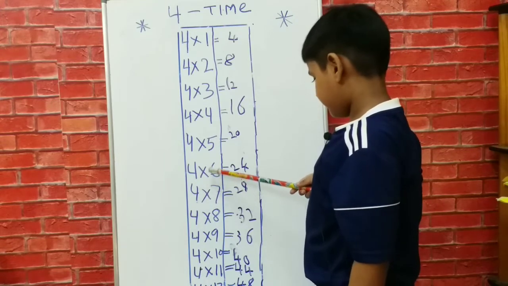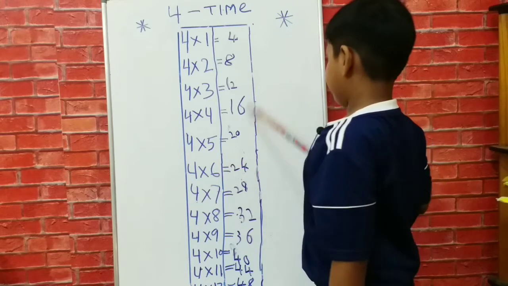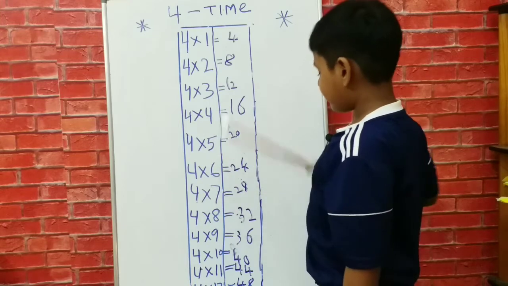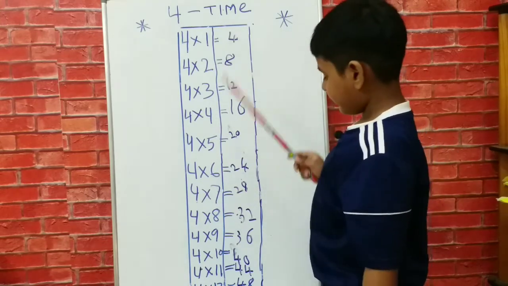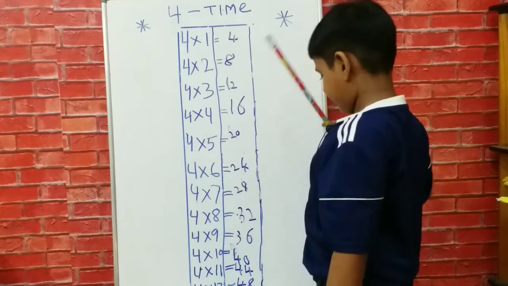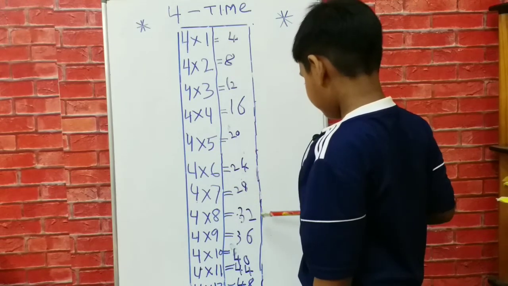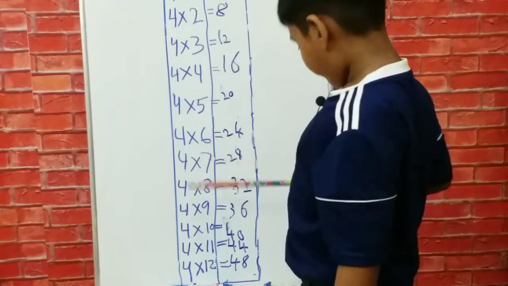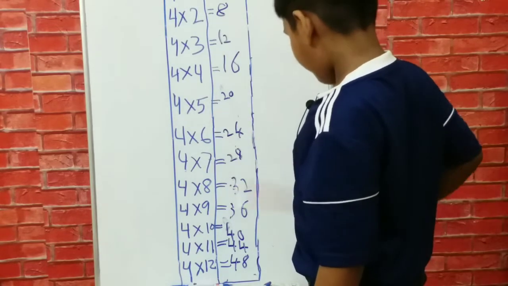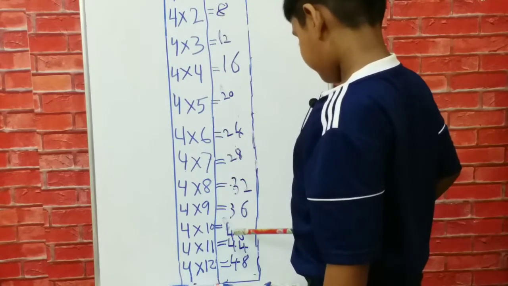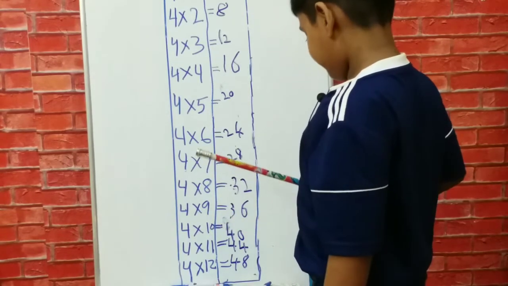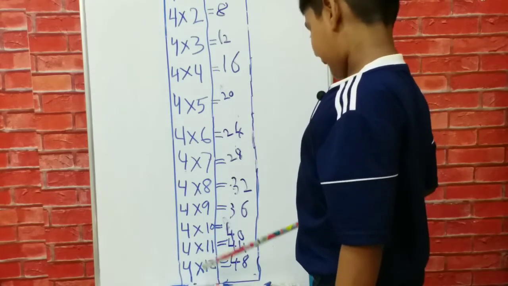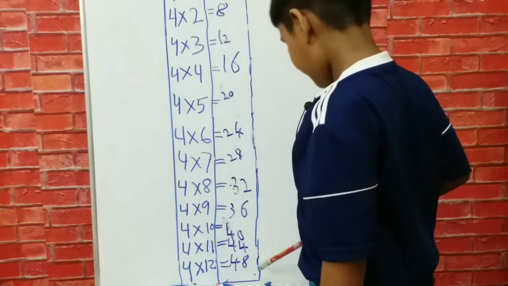4 times 6 is 24. 4 times 7 is 28. 4 times 8 is 32. 4 times 9 is 36. And 4 times 10 is 40. 4 times 11 is 44. 4 times 12 is 48.